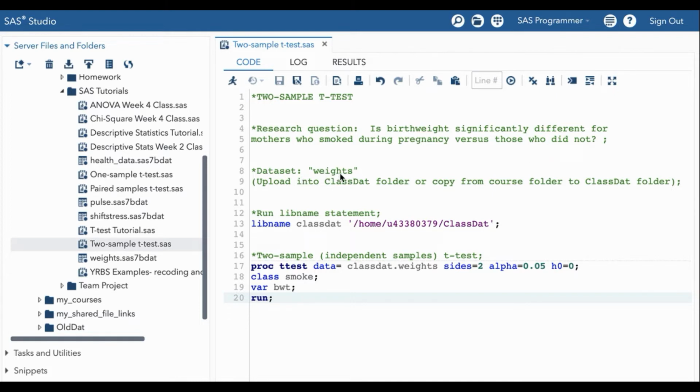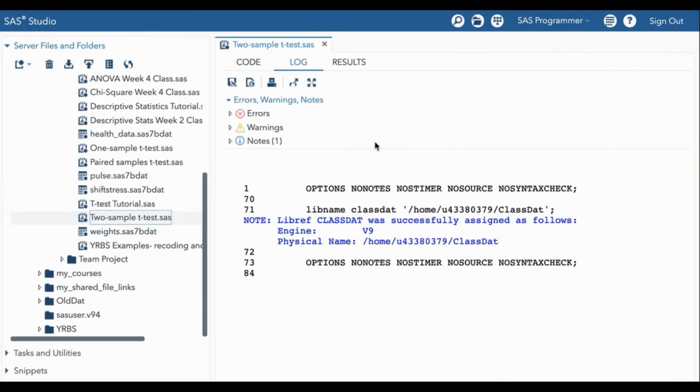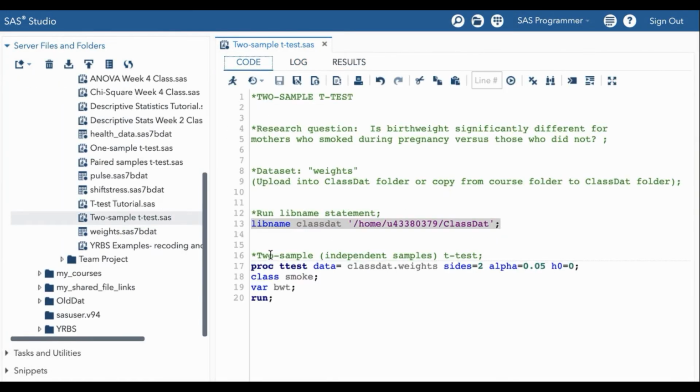And that data set is weights, so you can get it into your class DAT folder either by uploading it or copying it from the course folder. Then, of course, we need to run our libname statement. And then we can actually conduct the two-sample t-test.